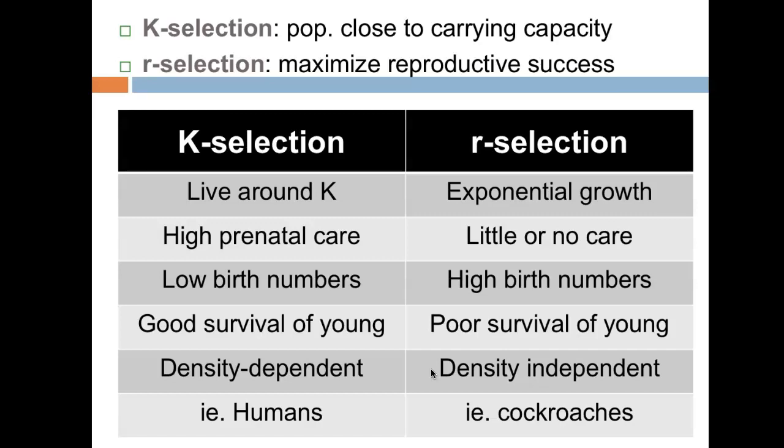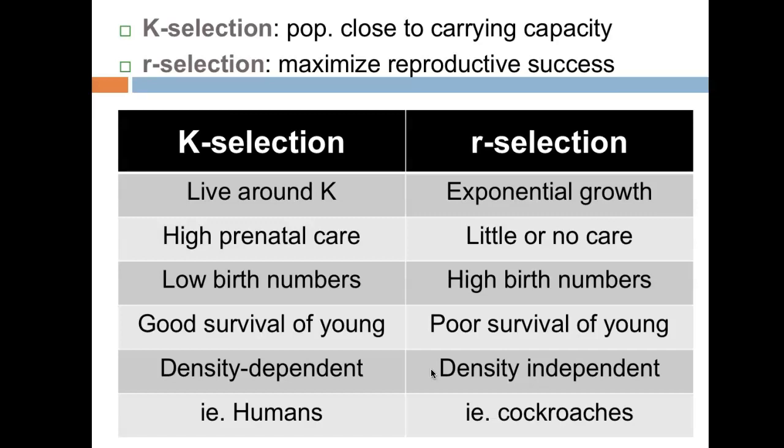R selection is going to most likely match that type 3 survivorship because there is going to be an exponential growth depending on which organism you're talking about. But for R selection, natural selection has selected for these particular organisms to have a high birth number with little or no care. There's poor survival of young. That's why this is type 3 survivorship. And it's density independent, meaning a fish doesn't all of a sudden decide like, I've had enough babies, I think I'm going to stop. Or a cockroach doesn't say, I think I've had enough. They just keep breeding like out of control.